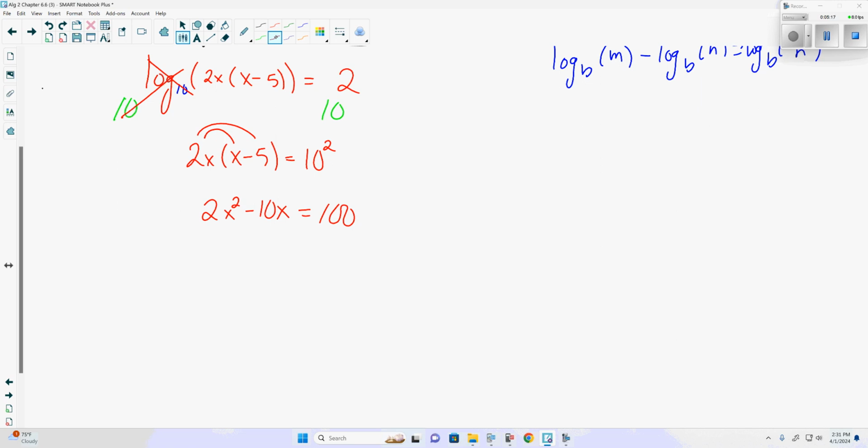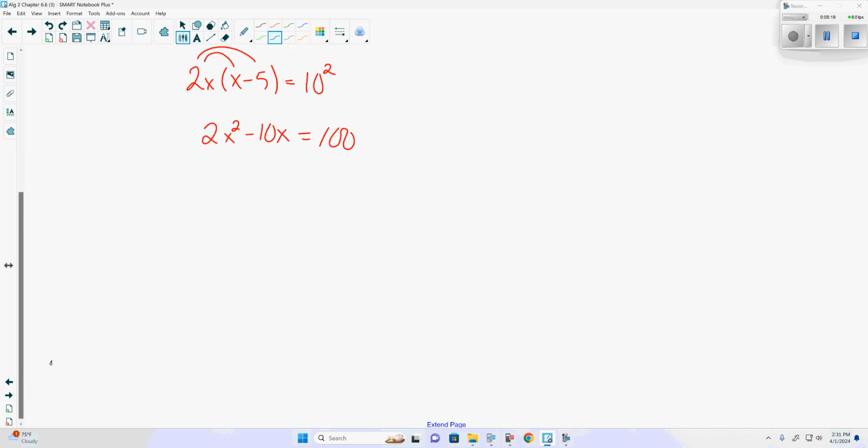Since we do have a quadratic, we have an x squared term, we need to get this equation equal to 0. So the next thing we can do is subtract 100 from both sides. 2x squared minus 10x minus 100 is equal to 0. Questions on how we got to this point here? What can we do next? Well, to solve this, we're either going to factor it, use the quadratic formula, or graph it. Which way do we want to use?